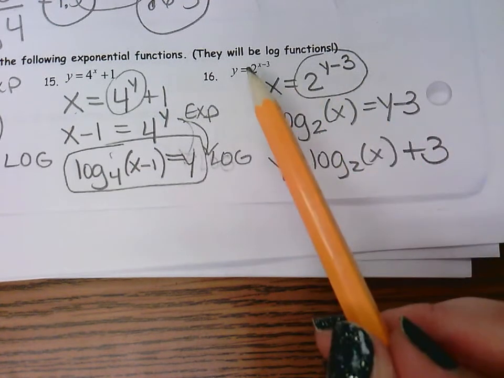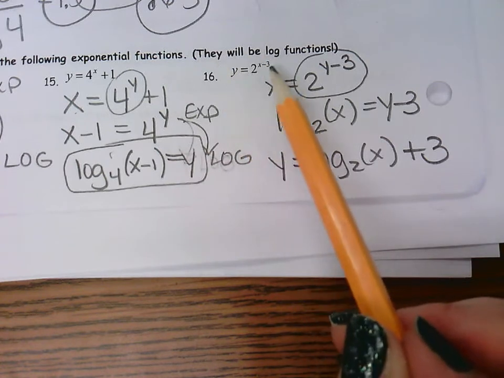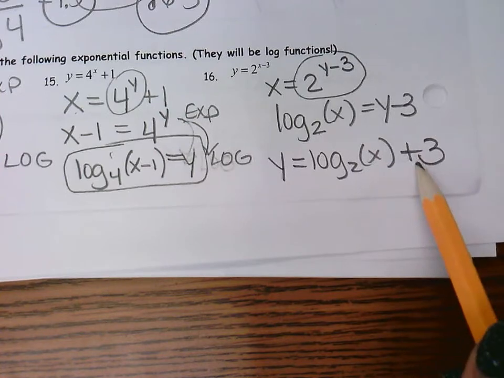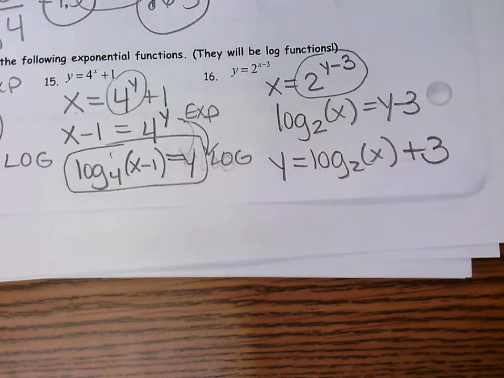So look, this was to the right, right? This exponential function had been shifted right. So they shifted the log function up. So those are inverses of each other.